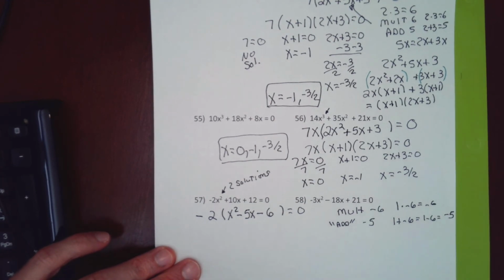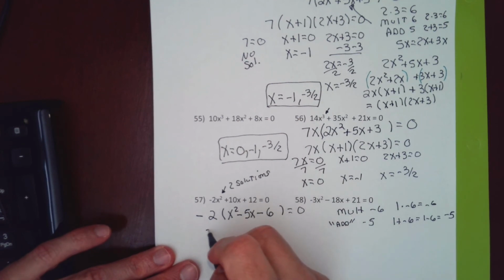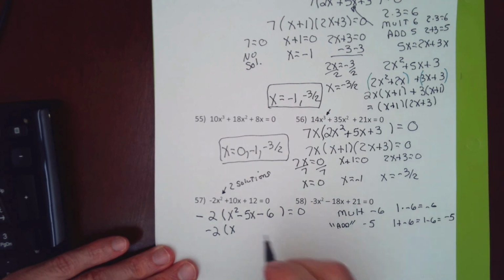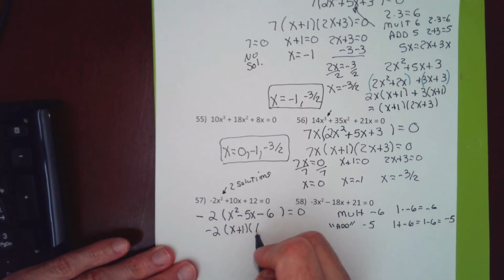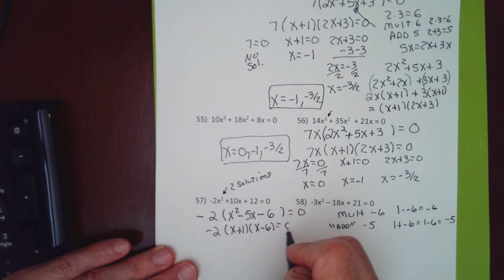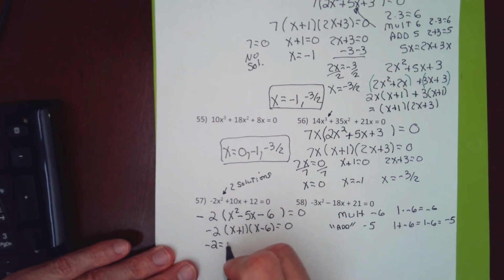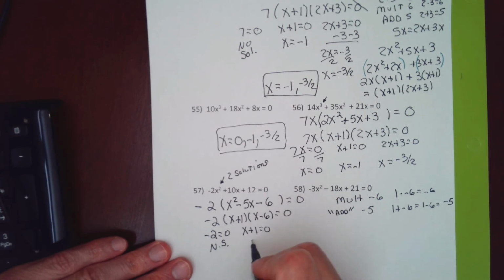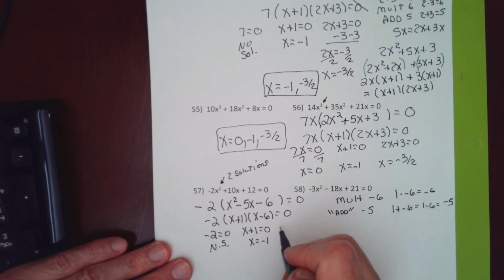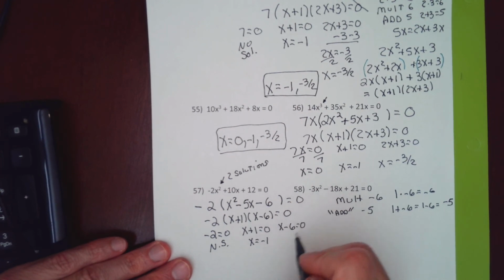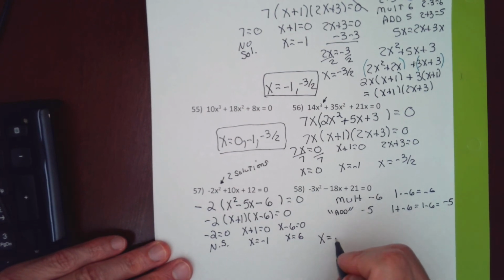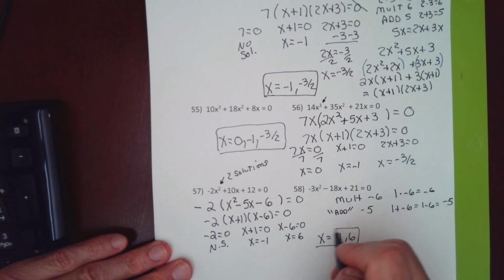I'm not group factoring, I'm site factoring because there isn't a number in front of the x squared. So I'm going to make 2 parentheses. One's going to be an x plus 1. The other's going to be an x minus 6. Now that I have this factored, I'll set negative 2 equal to 0. That doesn't give a solution. Common factors without a letter don't give a solution. When I set the x plus 1 equal to 0, I'll get x equal to negative 1. When I set the x minus 6 equal to 0, I'll get x equal to 6. I expect to get 2 solutions, and that's exactly what I got. For 57, I'm going to say x equal negative 1 and x equal to 6.